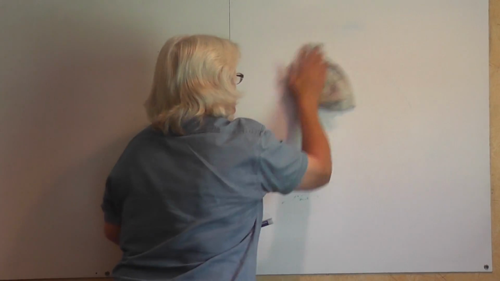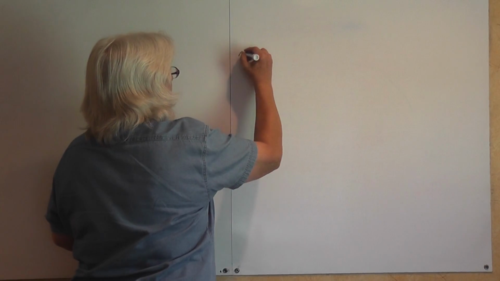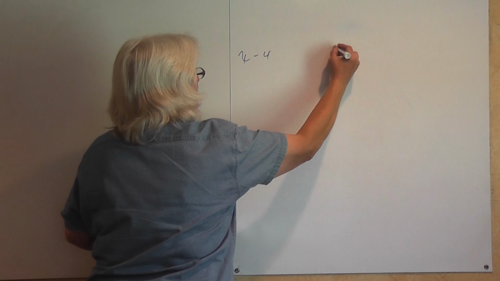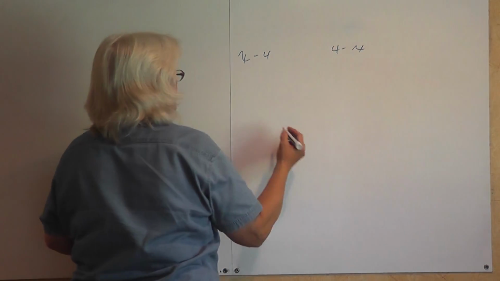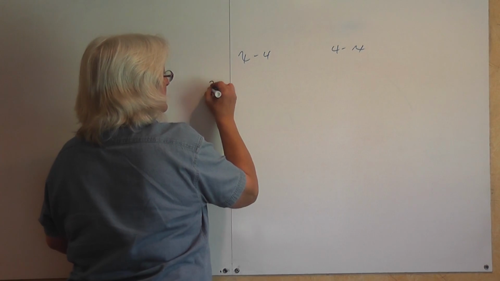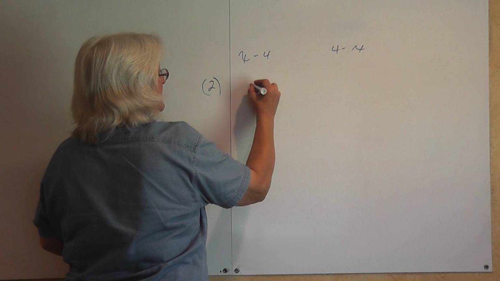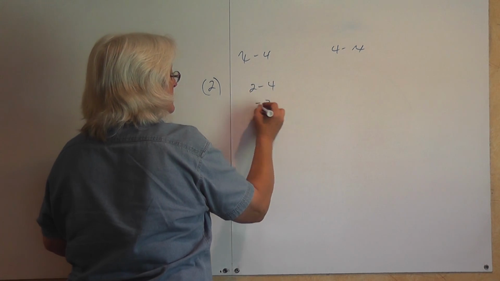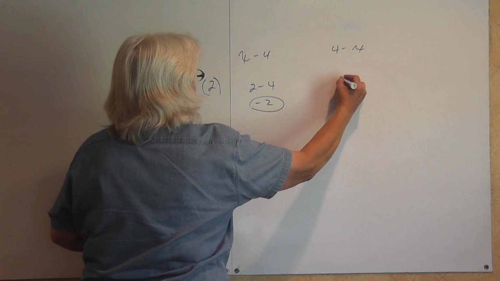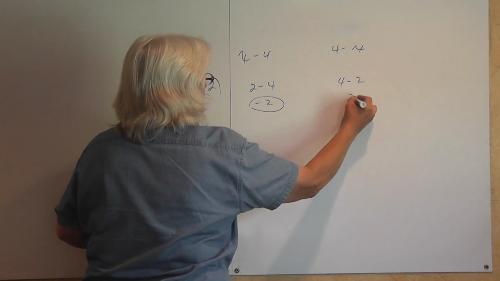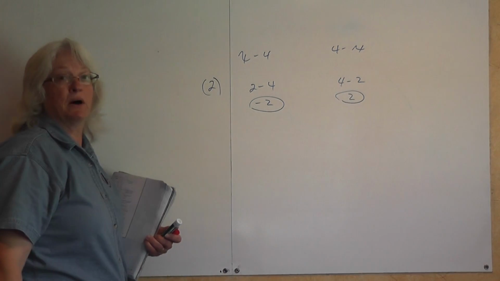We're going to have x minus 4, and we're going to have 4 minus x. X minus 4, 4 minus x. Let's say that x is 2. So we have 2 minus 4, negative 2. We have 4 minus 2, which is a positive 2.